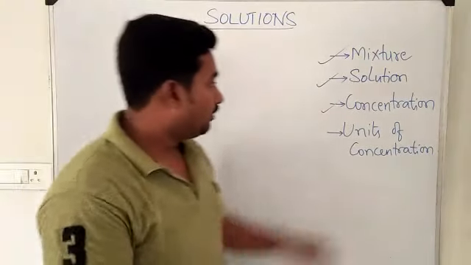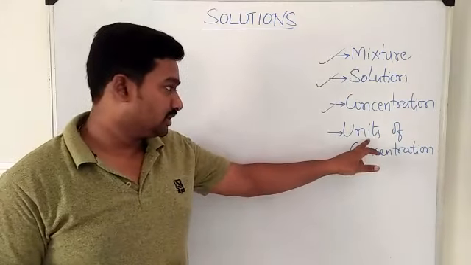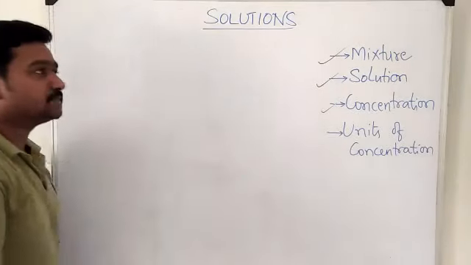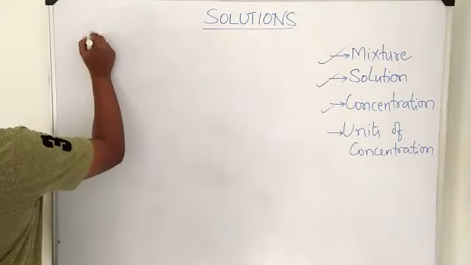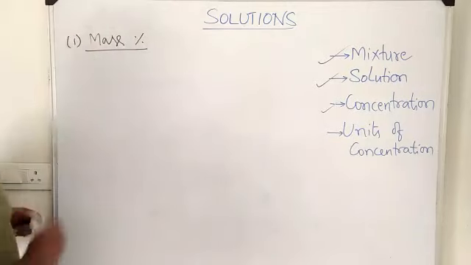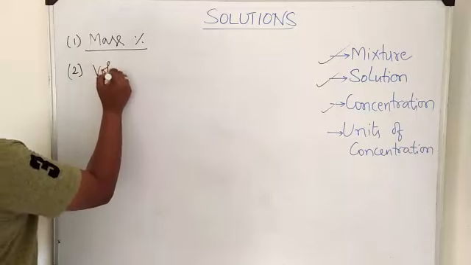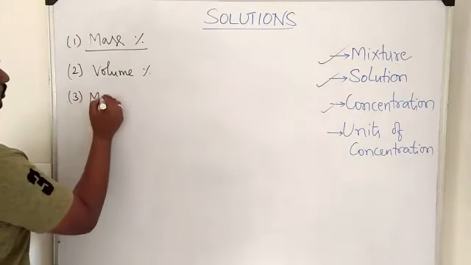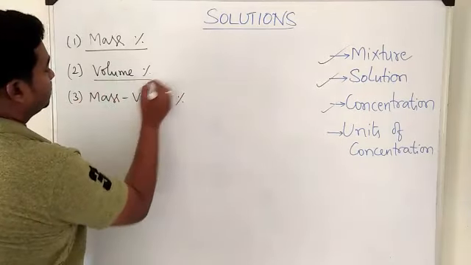After understanding the meaning of concentration, let's move on to the concept of units of concentration. There are different units of expressing the concentration of a solution. For example, mass percentage. We have a unit called volume percentage. We also know mass volume percentage.